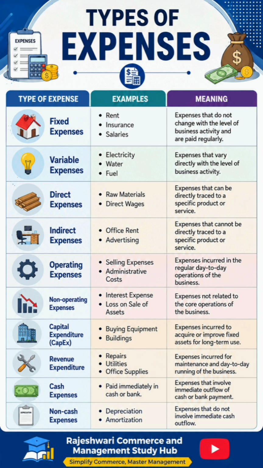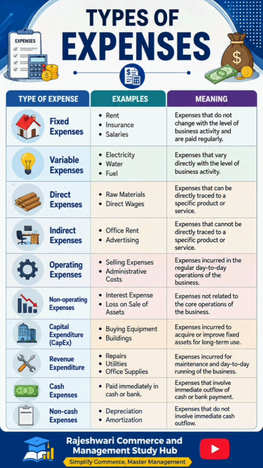Then capital expenditure. Capital expenditure are long term and it improves your operations, fixed assets, that is buying of equipment, building. These are the examples. Revenue expenditure. Revenue expenditure, to generate the revenue, day to day expenses you will incur. It is short term, like repair, utilities, office supply. These are the examples of revenue expenditure.